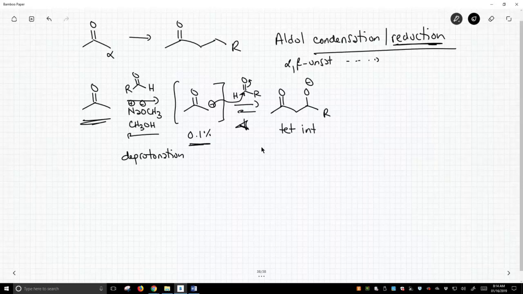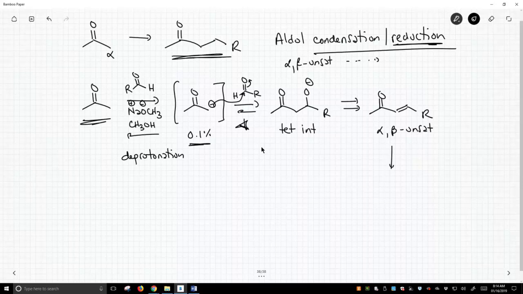There's no reason to show this whole mechanism, but eventually, after multiple more steps, we'll form a beta-hydroxycarbonyl, and that will end up losing water, and we get to here. Now, here's our alpha-beta-unsaturated ketone. That is not our desired product, which we show here at the top of the screen.